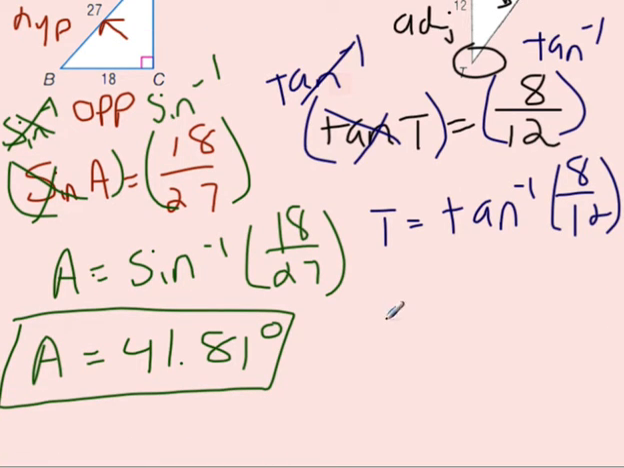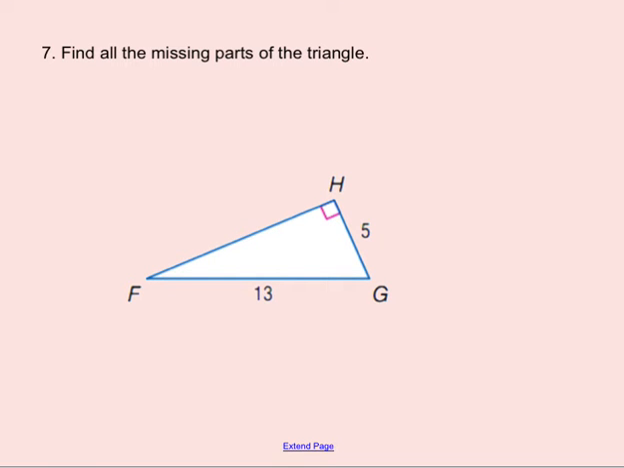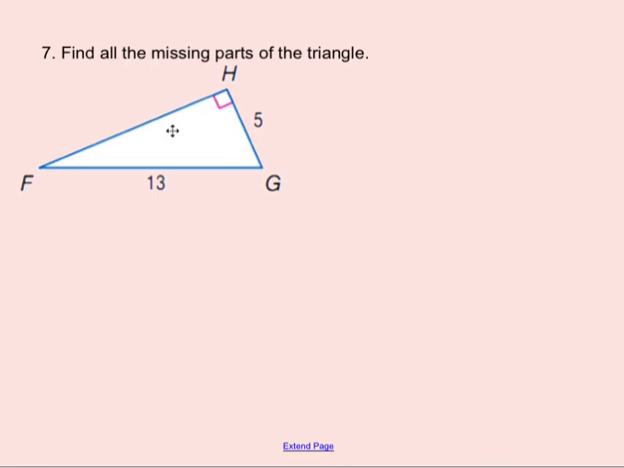So what is T equal? Go ahead, plug that in your calculator. See if you're getting the right answer. You should have gotten 33.69. And again, you want to label that degrees because we're talking about the angle measure of the triangle. Last but not least, it asks us to find the missing parts of the triangle. So we want to know all of the angle measures and we want to know all of the sides.